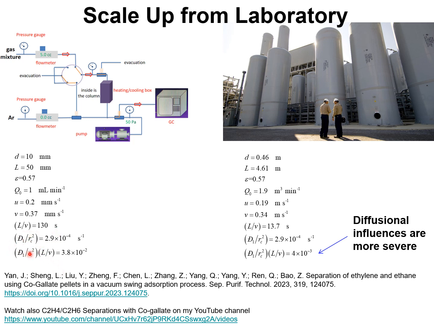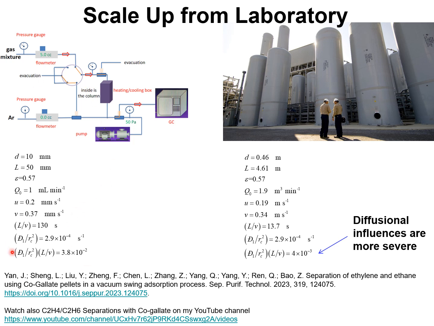The diffusional time constant for ethene, which is the ratio of the Maxwell-Stefan diffusivity for ethene divided by the square of the radius of the pellet, is 2.9 × 10⁻⁴ per second from uptake experiments. And therefore, if we multiply the diffusional time constant by the contact time, we get 3.8 × 10⁻².